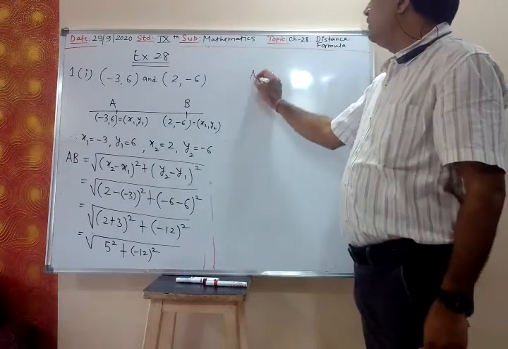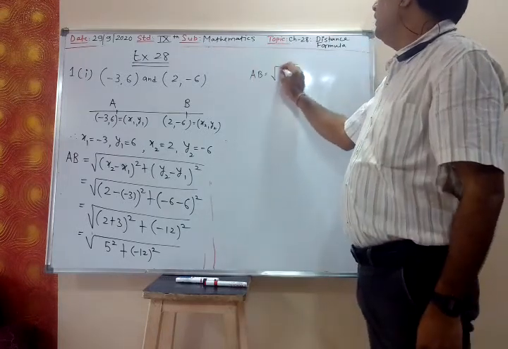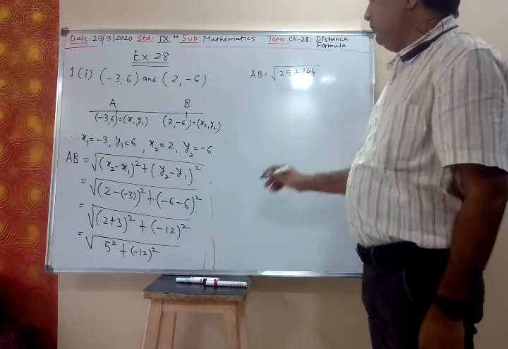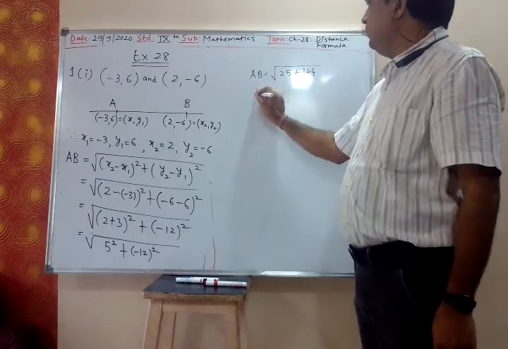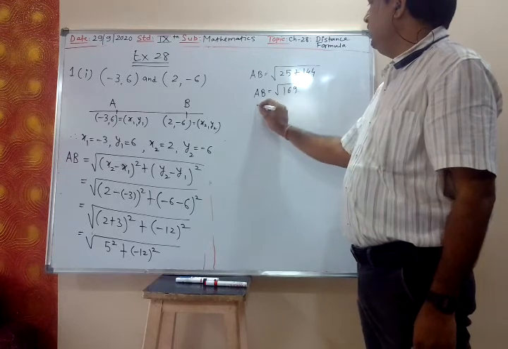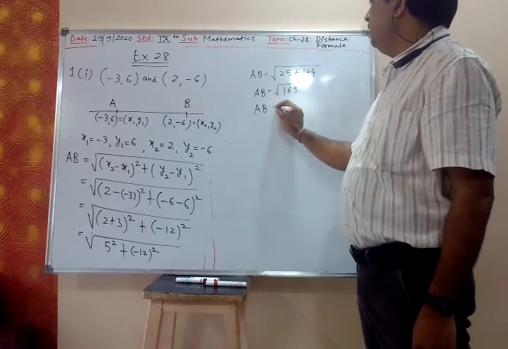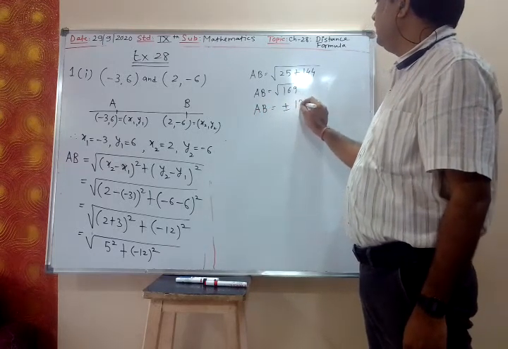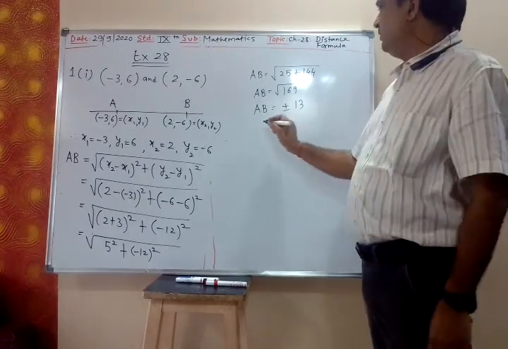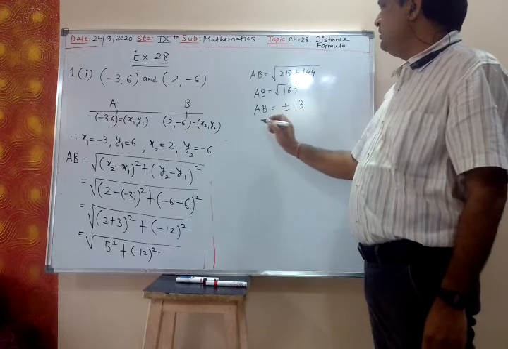So AB is the square root of 25 plus 144. So AB is root of 169. So AB will be plus minus 13, but distance is never negative, whether plus 13 or minus 13.